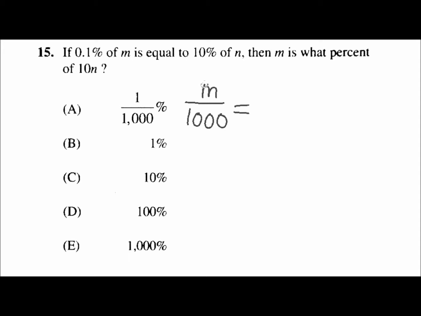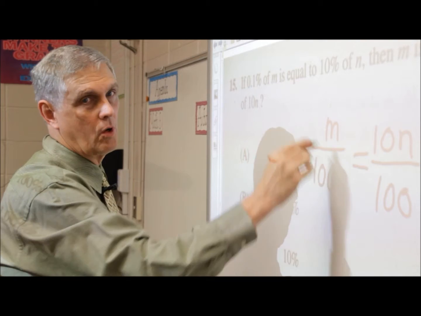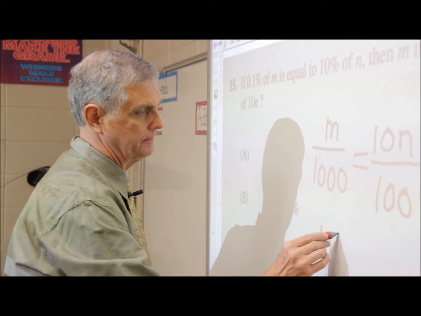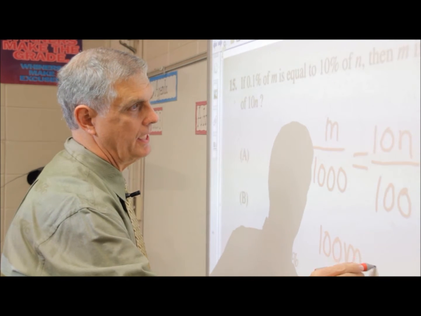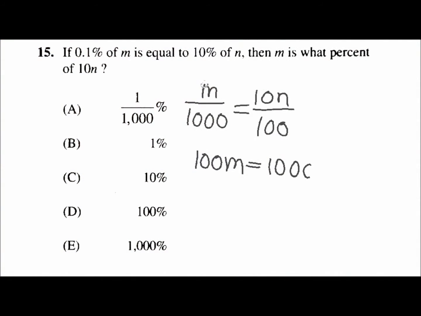10% of N. Now what's 10%? 10% as a fraction is 10 over 100. So that's the same as 10N over 100. See what I've done here? I've multiplied 10 over 100, which is 10%, times N. Now, once we set it up this way, we can cross multiply. And we get 100M equals 10,000 N.